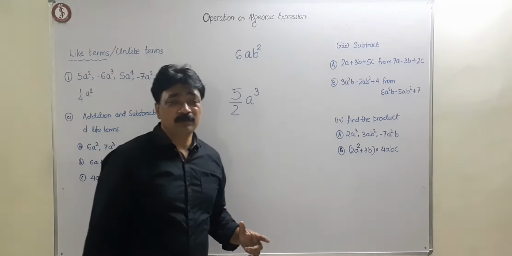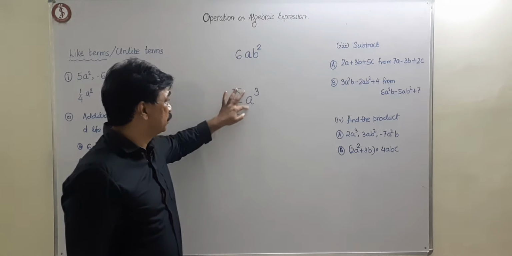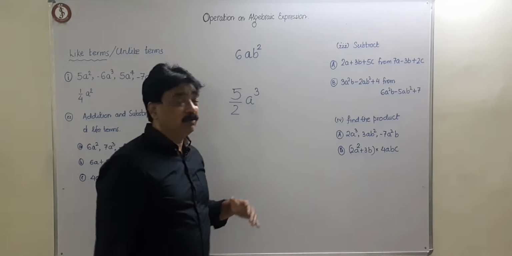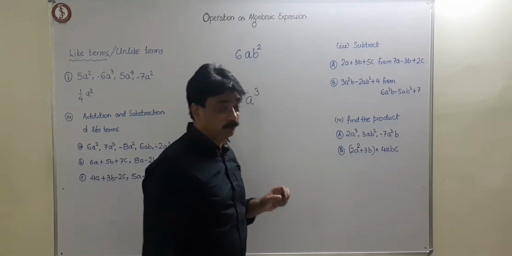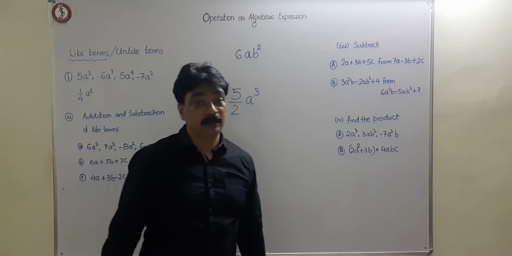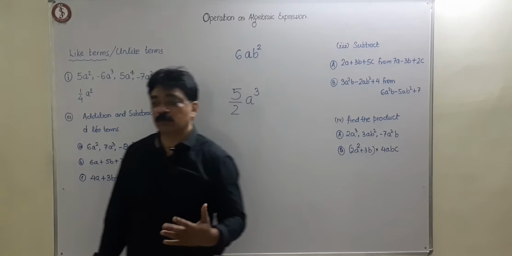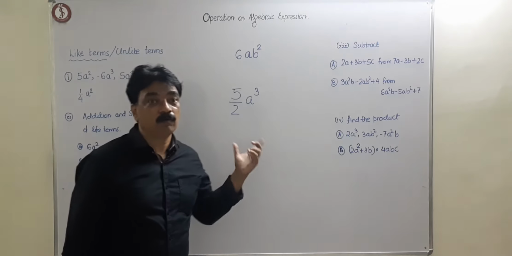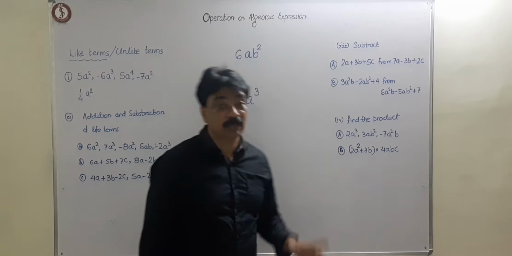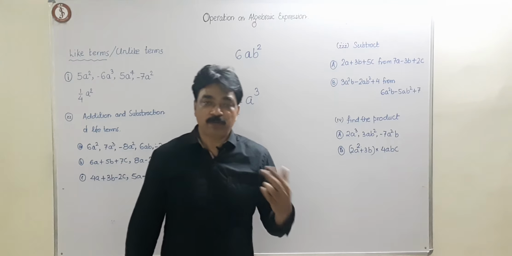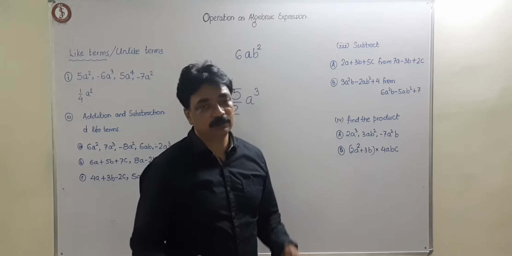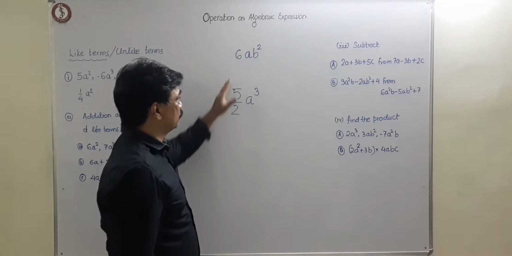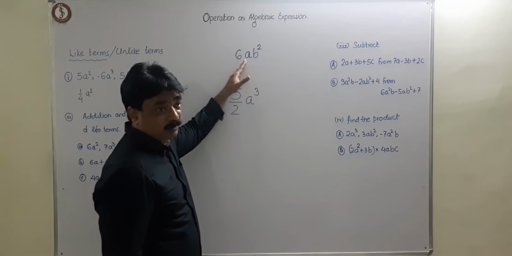A like term will be recognized by variables and by the power on the variable. So how to recognize like terms? Like terms can be recognized by the variable and the power on the variable. If the variables match exactly and the powers on the variables also match, then only the terms are like terms, otherwise they are not like terms. Now these two are not like terms because one already has an extra variable. So it's not a like term.